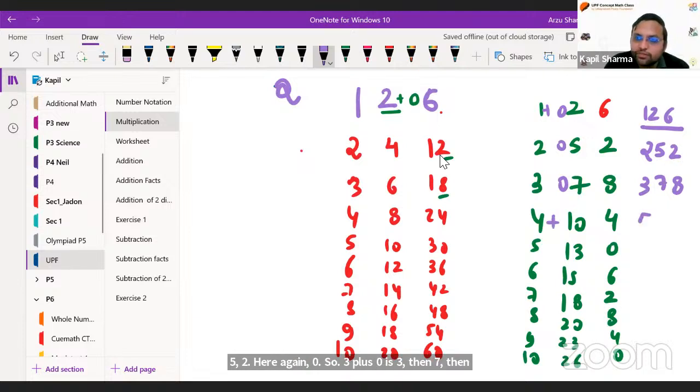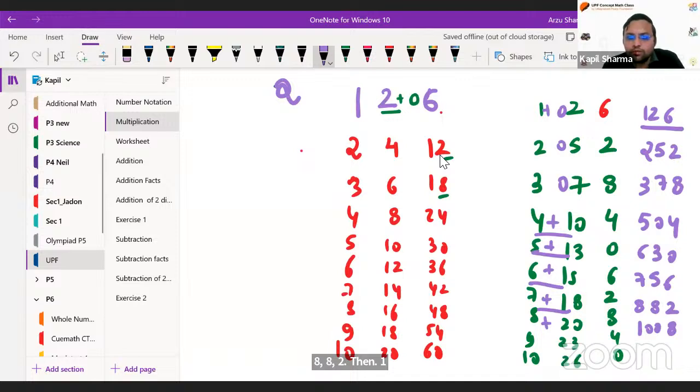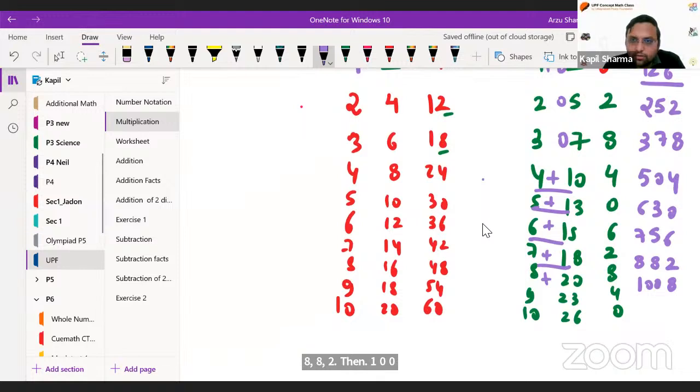Now here we have 1. So 5, 0, 4. Then here again we have 1. So 6, 3, 0. Here again 7, 5, 6. So 8, 8, 2. Then 1, 0, 0, 8. 1, 1, 3, 4. Finally 1, 2, 6, 0.